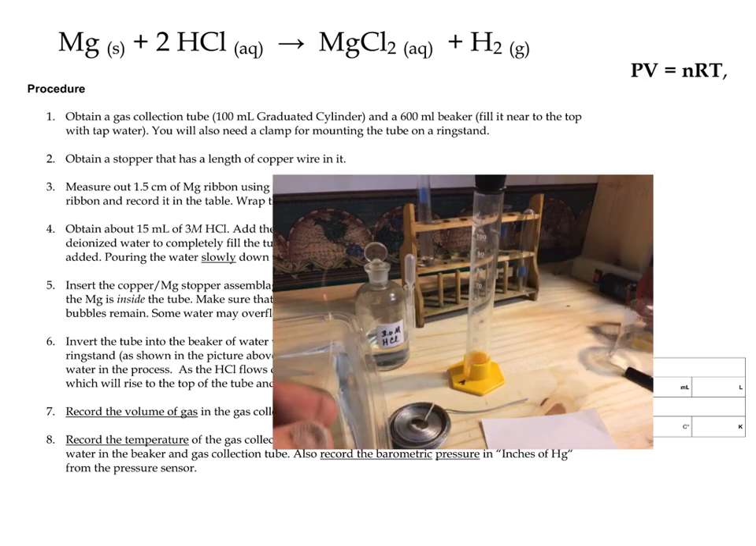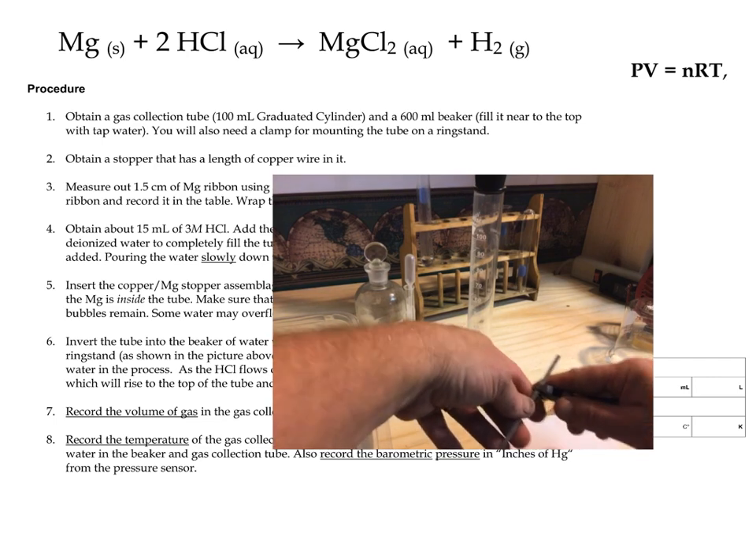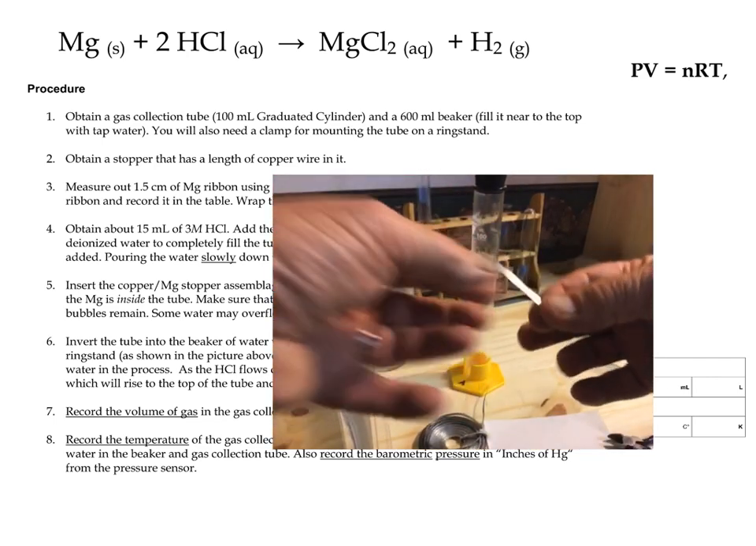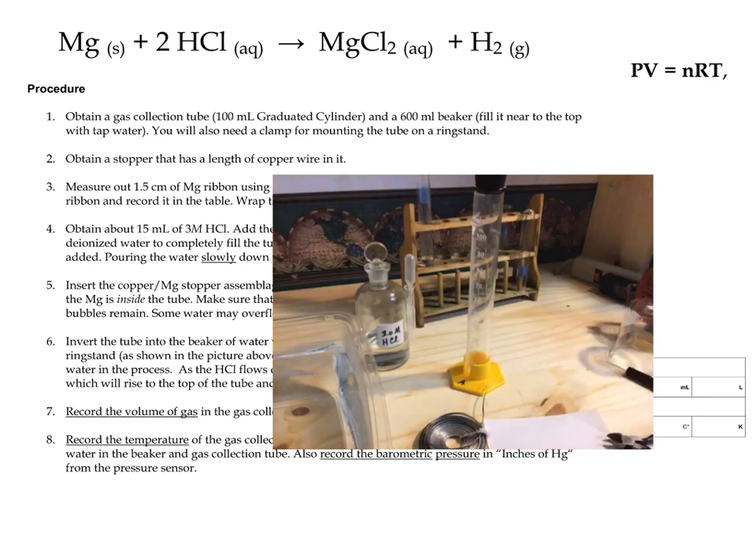So next we're going to measure out 1.5 centimeters. We'll just approximate right here. Here's our piece of magnesium. And what we need to do is find the mass of it. So we're going to put that on the scale.